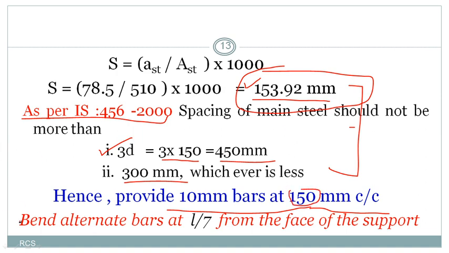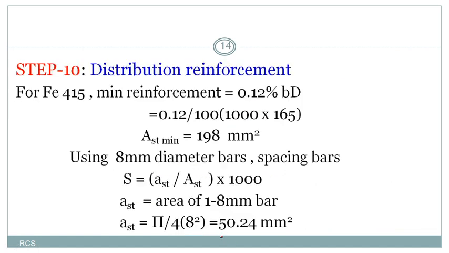And here in the slab, the alternate bars are bent up at L by 7 from the face of the support. This point is to be remembered. How much from the face of the support? Overall for effective length of bar we have to bend up at L by 7, right? Then you have to provide distribution reinforcement along the y direction.